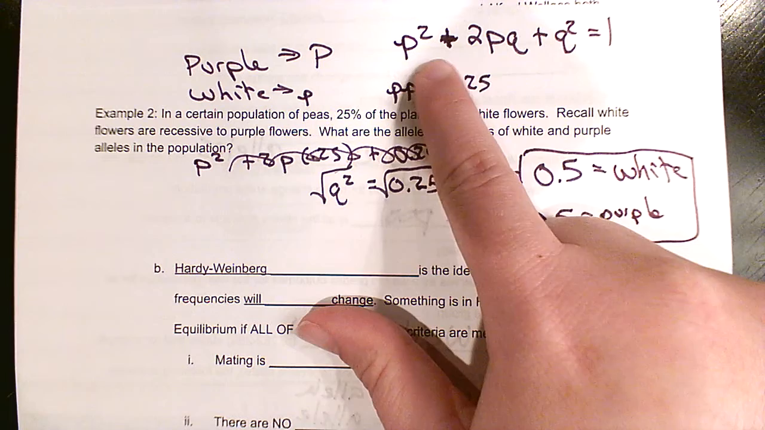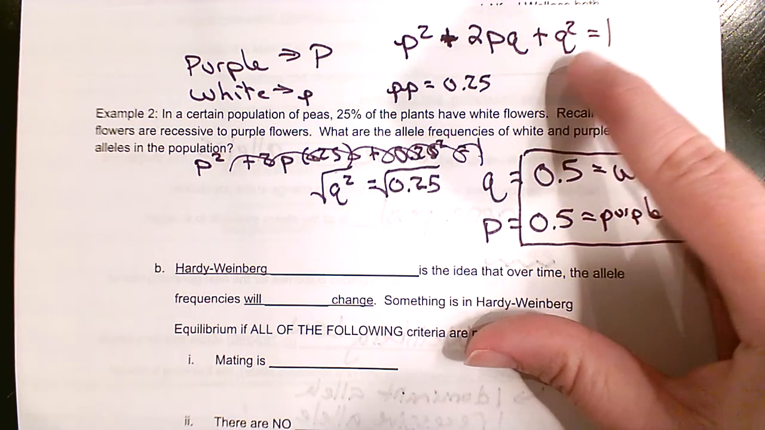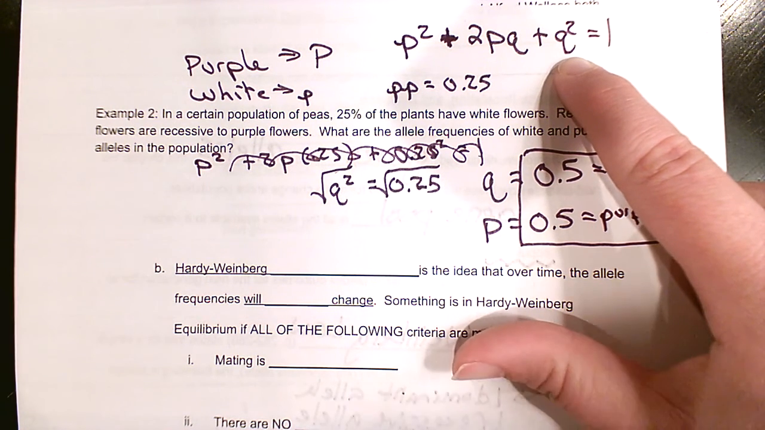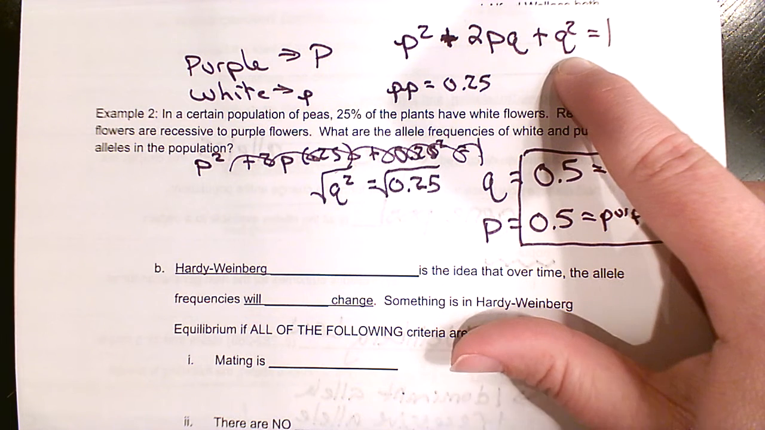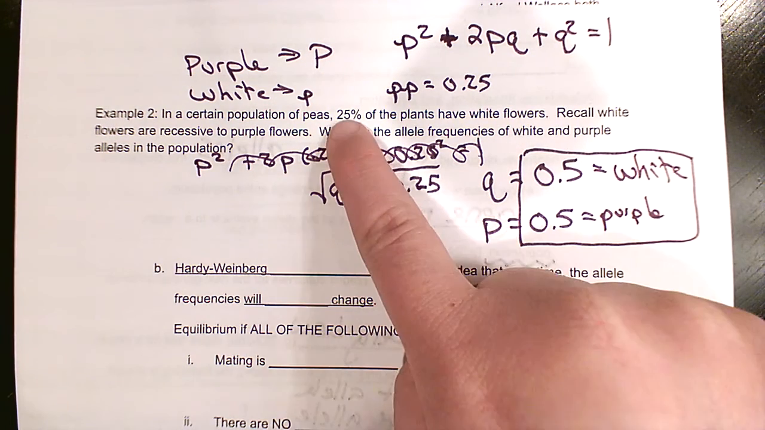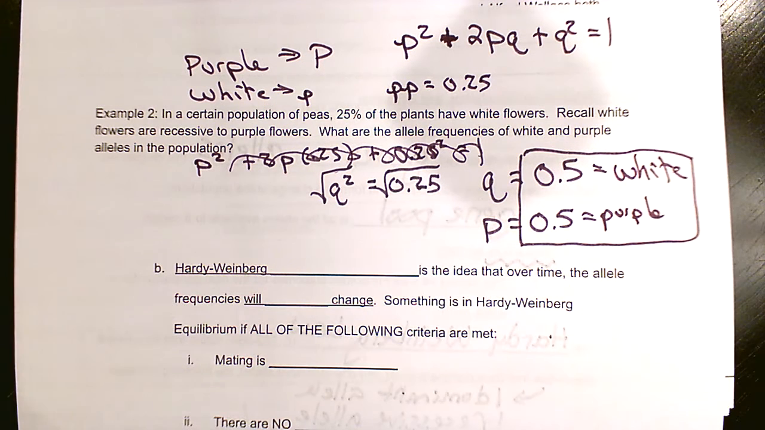You don't actually have to use this equation at all. You just have to use the knowledge that q squared is the frequency of the recessive trait showing up, the homozygous recessive allele carriers. So q squared equals that percentage, but as a decimal.